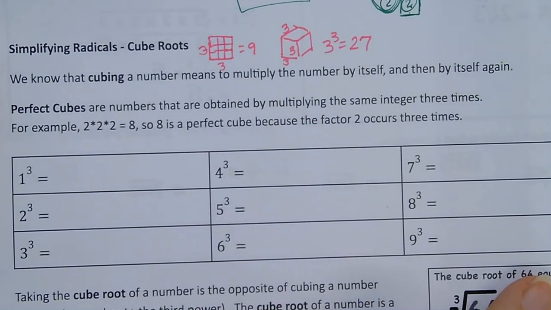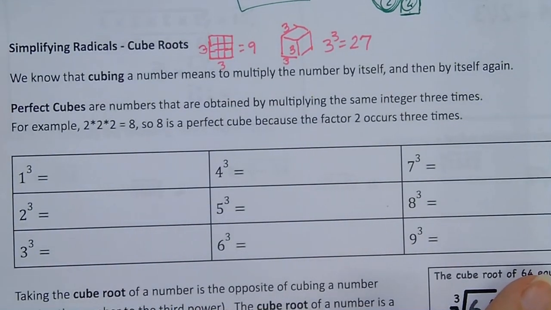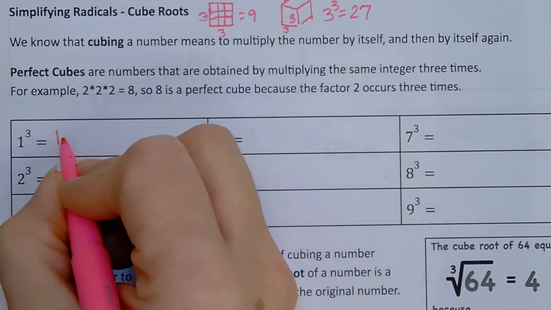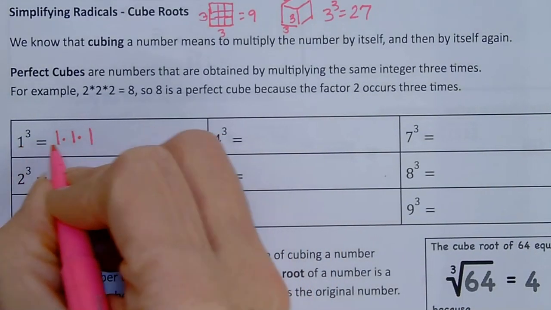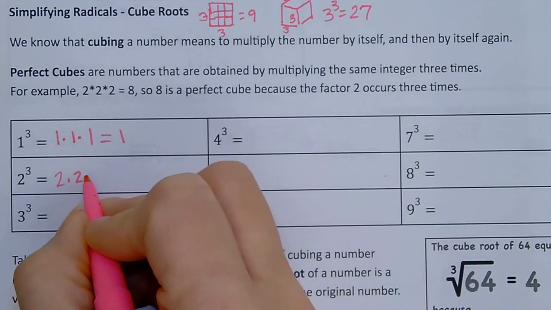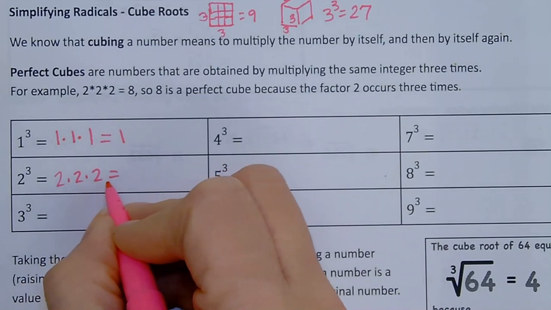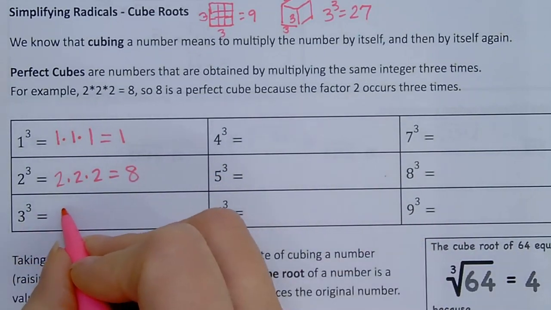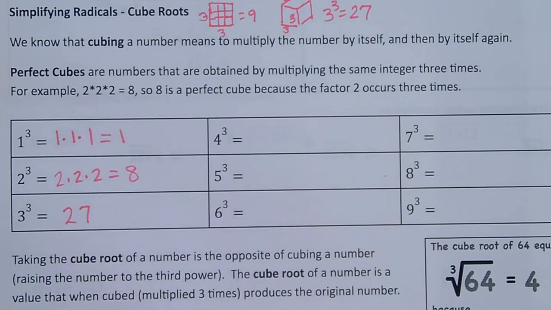All right, so let's, like we did with our perfect squares, write out your perfect cubes. So start with me. This means 1 times 1 times 1, which is just 1. This means 2 times 2 times 2, which is 4 times 2, which is 8. And this is 3 times 3 times 3, which is 27. So pause the video, write out these perfect cubes, and then come back and just make sure you've got everything right.